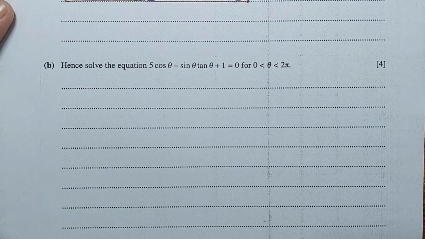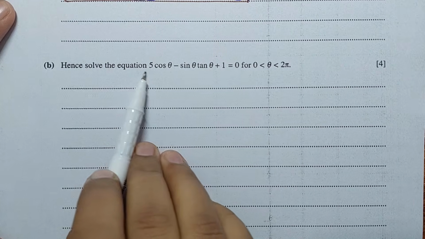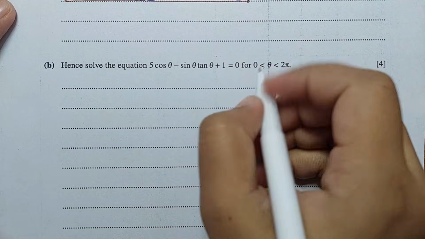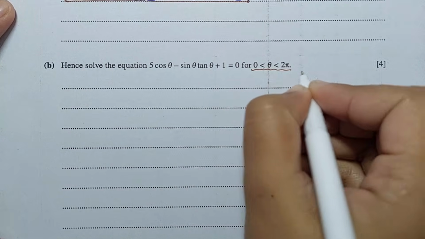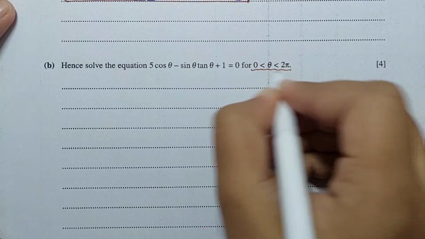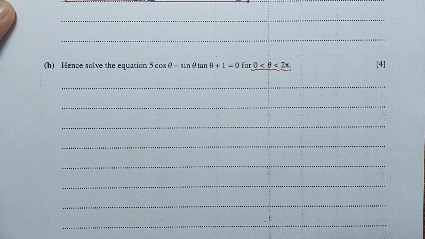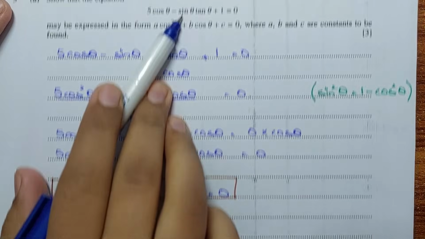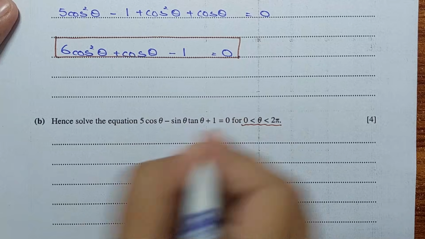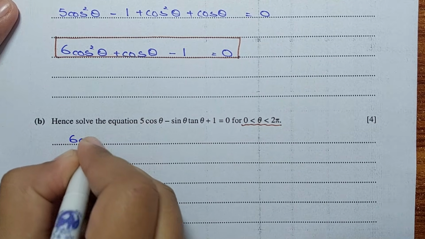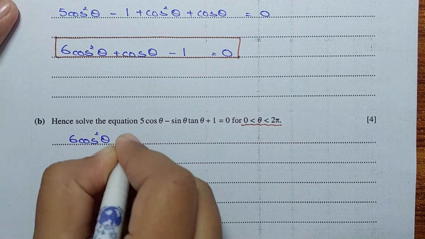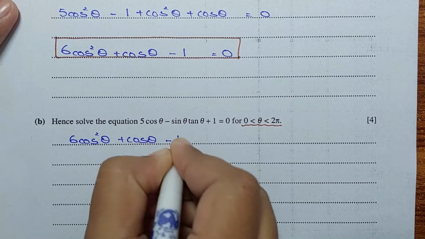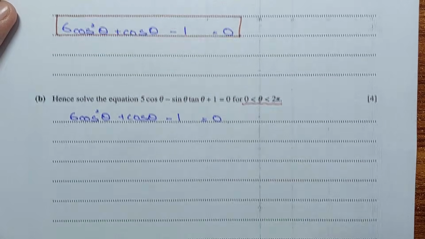Now for part B, hence solve the equation. Okay, we need to put this equation equal to 0 for theta between 0 to 2 pi. The domain for theta is in radians, right? So we know that this whole thing is similar to this, it can be expressed in that form. So we can say this equation can be written as 6 cos squared theta plus cos theta minus 1 equals to 0, right?